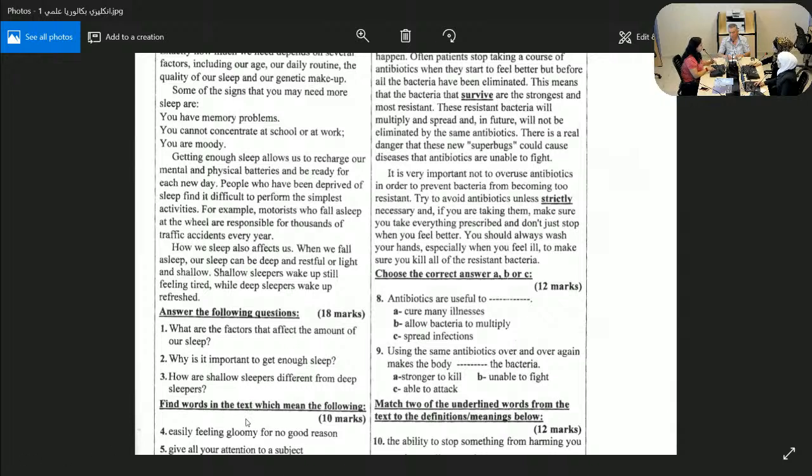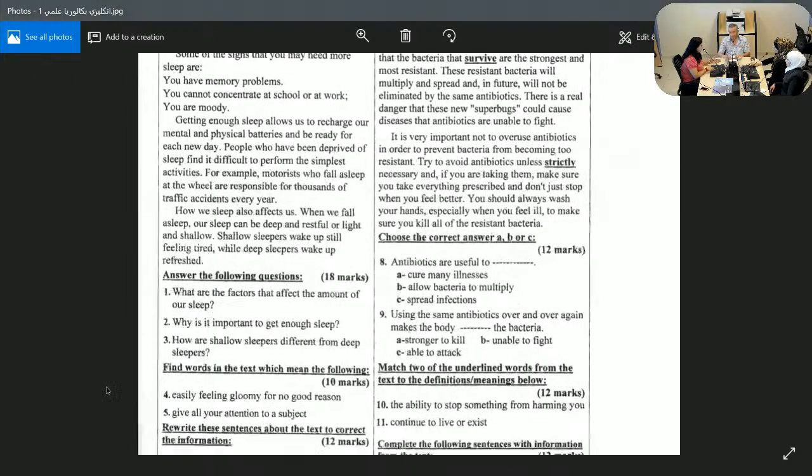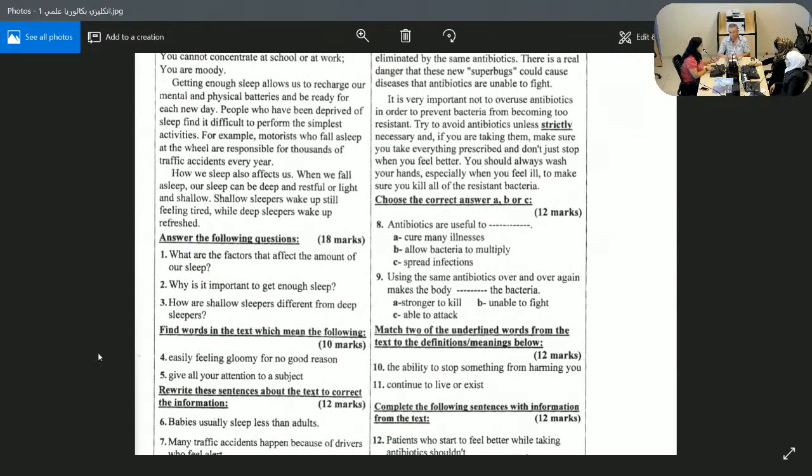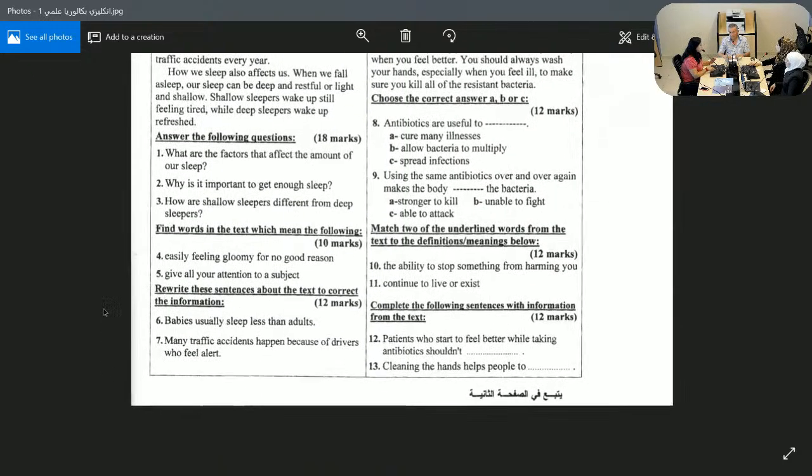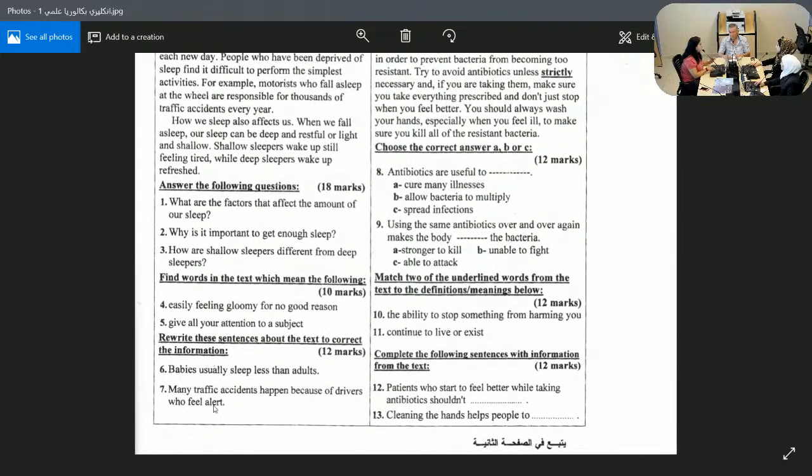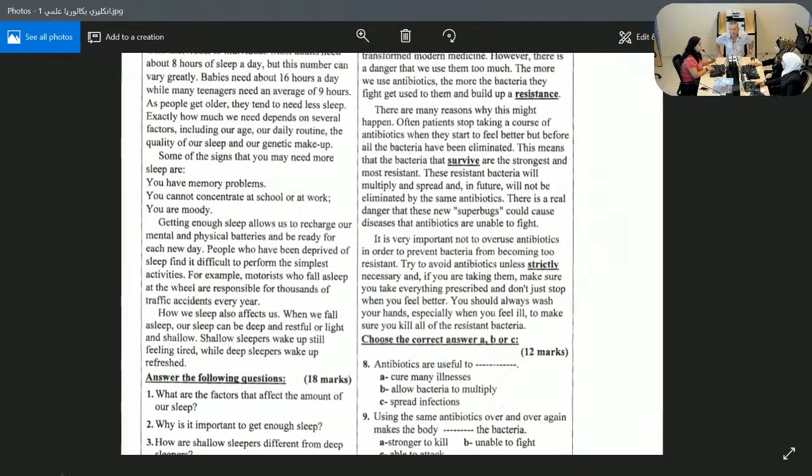You have to read the questions first carefully and make sure you understand. Then you can read the text and find the answers. After that, we have definitions, and you have to look for the words in the text again. And the third type of questions is to correct. But here you have to pay attention to rewrite the whole sentence. Don't just write the correction or don't just correct the mistake.